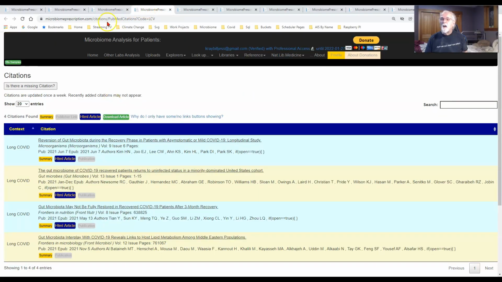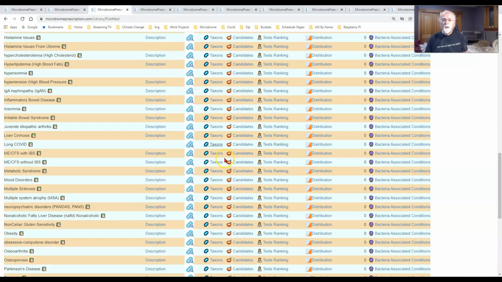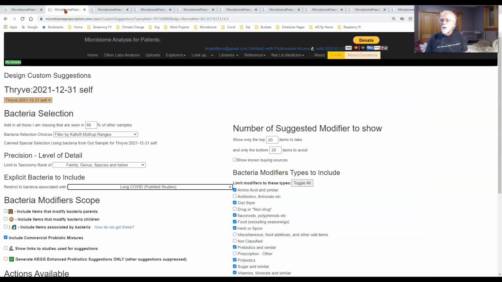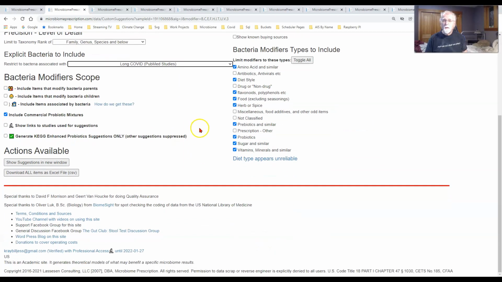So basically we have a candidate which suggested food, we have a whole bunch of other things listed there. But let's go back to where we were, which is we selected long COVID, and what we're going to do is go down here and just click. Now, I've done no explicit selection. I have no idea what we could come up with. So I'm going to just click here.